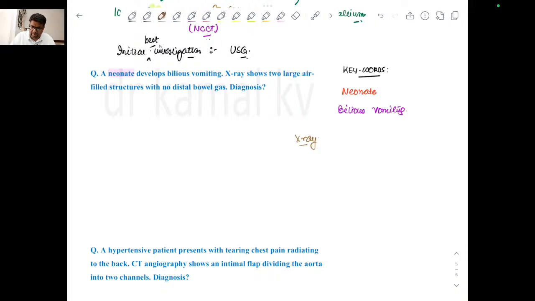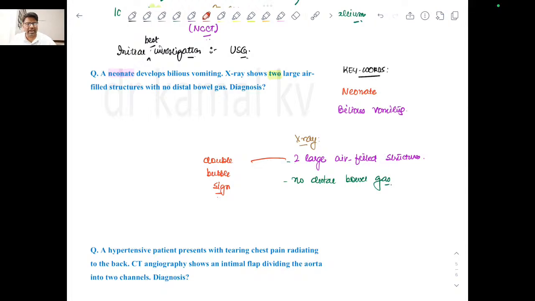X-ray is showing two large air filled structures and there is no distal bowel gas. Now, I think the moment you have this kind of presentation, the answer is pretty straightforward. You have two large air filled structures, right. So, this is what is known as the double bubble sign. Clear? So, this is the classical double bubble sign.